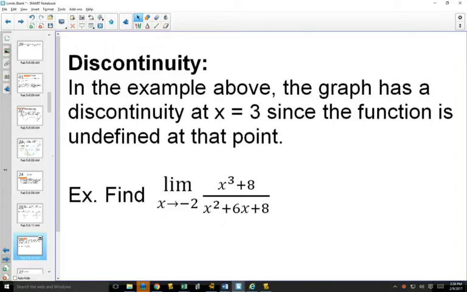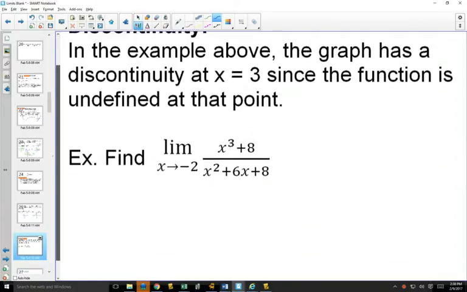Often there's a hint in the question, but you've got an x cubed plus 8. Can you see that that's a sum of cubes? We learned how to factor that yesterday. So if I factor the top, notation-wise, I have to keep writing the limit as x goes to -2 until I can actually plug it in and evaluate it. So for notation, I need to write this again. Now I can factor the top.